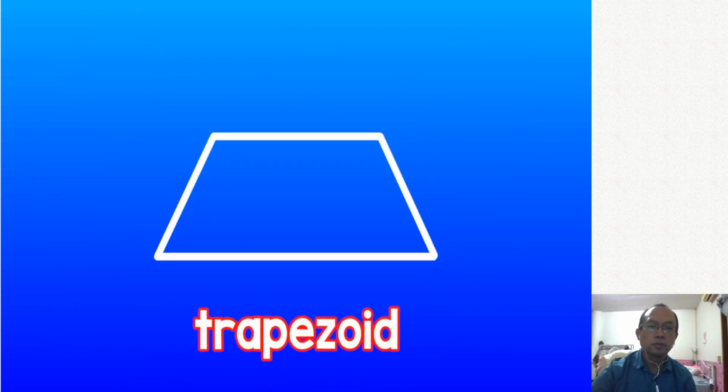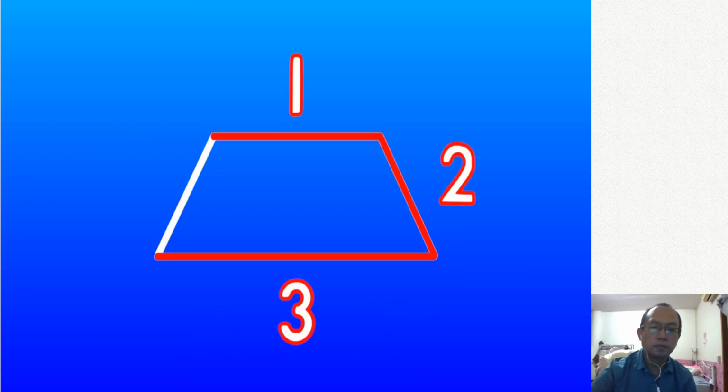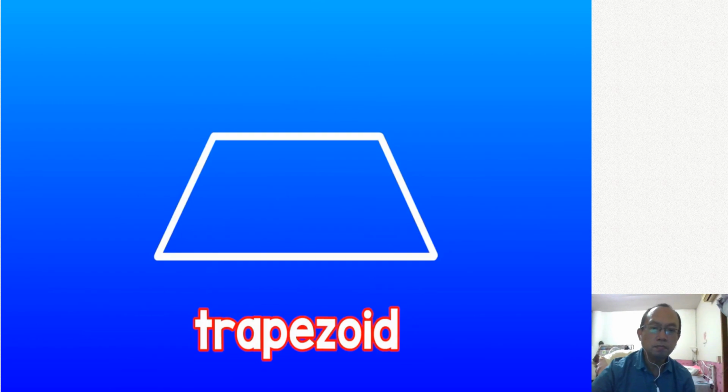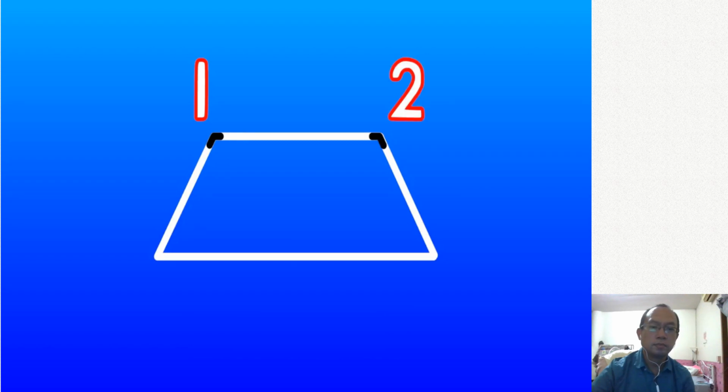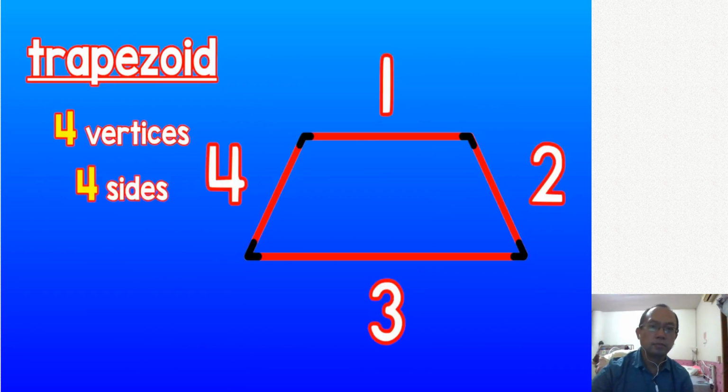This is a trapezoid. Let's move and count the sides of a trapezoid. 1, 2, 3, 4. A trapezoid has 4 sides. Let's move and count the vertices of a trapezoid. 1, 2, 3, 4. A trapezoid has 4 vertices and 4 sides.